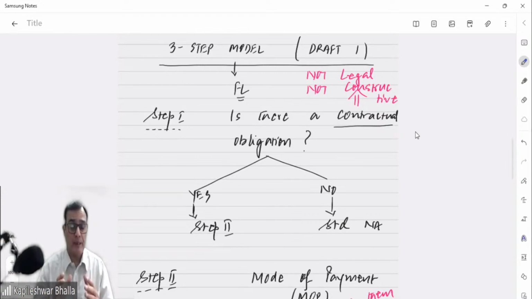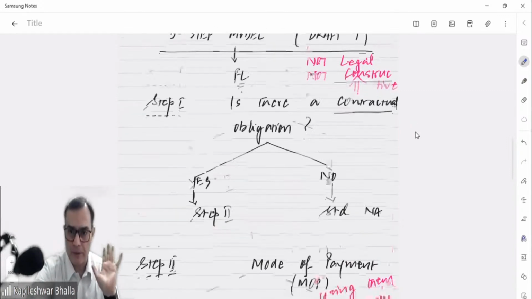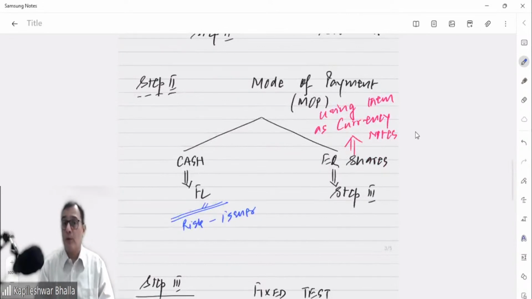Now I'm looking at this warranty. Is that warranty a contractual obligation? Yes. You entered into a contract with the customer where you said that you have a contractual obligation towards them. I go to step number two. What is the mode of payment in terms of warranty? Are you going to pay the warranty in cash? No, sir. Are you going to give them equity shares as a currency note? No, sir. What are you going to do in terms of warranty? You are going to give them goods and services. You will basically discharge your obligation by way of goods and services.